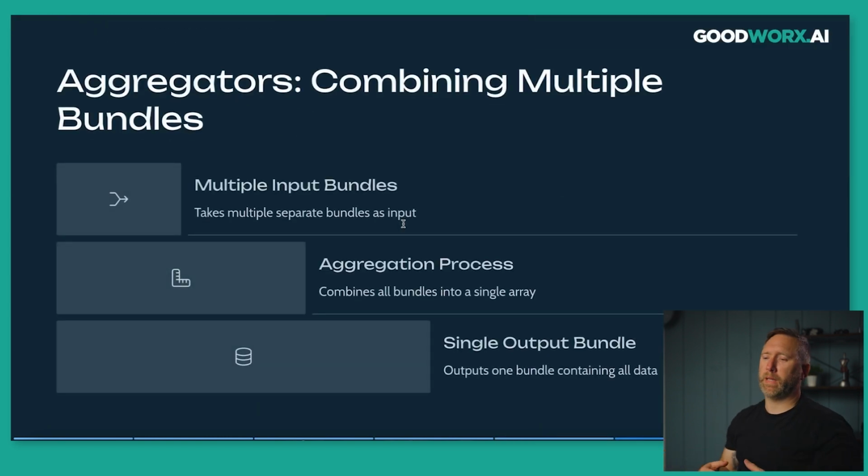Now we have the opposite of iterators, which is aggregators. An aggregator is going to take lots of bundles and combine them into one array. So if we look at our presentation here, it takes multiple separate bundles as input. It combines all the bundles into a single array, and then the output is just one bundle.